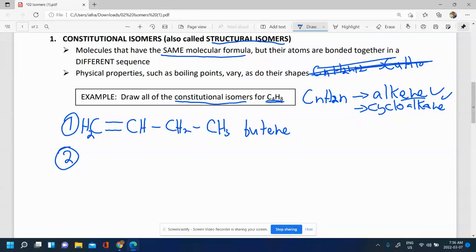And we could do 4 carbons. But my next strategy is going to be, can I move the double bond to make something different? So I'll put the double bond here. And what that does is it moves my H's around, right? It's still the same C4H8, but my H's will be in different carbons.